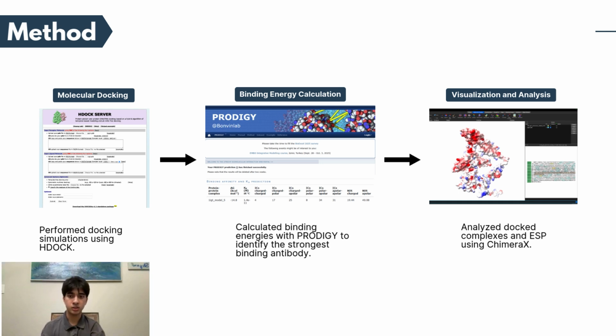After we predicted the potential binding sites, we then used HDock, which is a web-based application that allowed us to perform docking simulations between progranulin and the different antibodies in our pool. We then used Prodigy in order to calculate the different binding energies so we could identify which of the antibodies binds the strongest with progranulin. Lastly, we used ChimeraX in order to analyze the docked complexes and the electrostatic potential of progranulin.